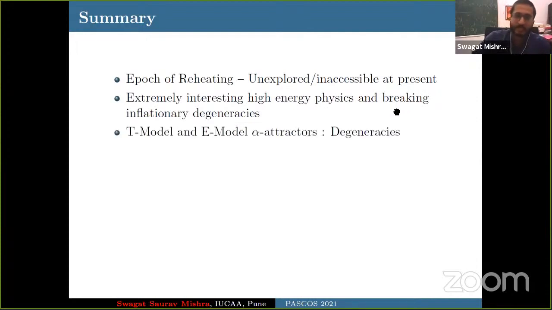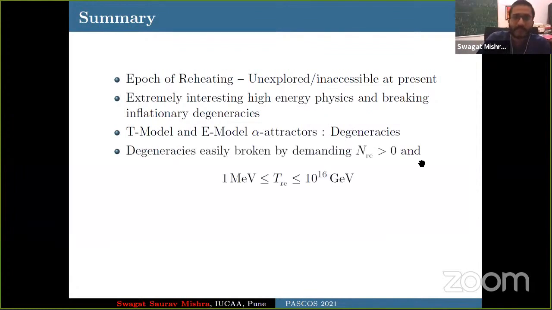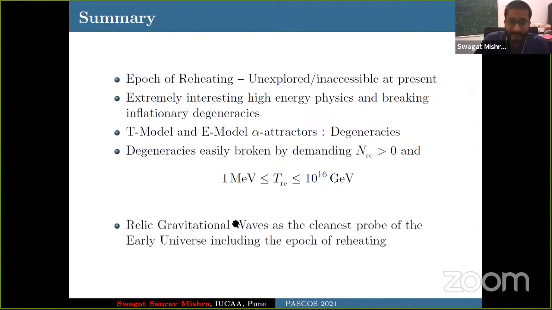And in this work, I just showed some small subsection of inflationary models where just perturbative reheating constraints can break degeneracies. And the breaking of degeneracies was achieved by only two simple conditions: that you have a period of reheating, however small it is, and you have reheating temperature constrained very conservatively in between 1 MeV and 10^16 GeV. And primordial gravitational waves also provide the cleanest probe to study the epoch of reheating.